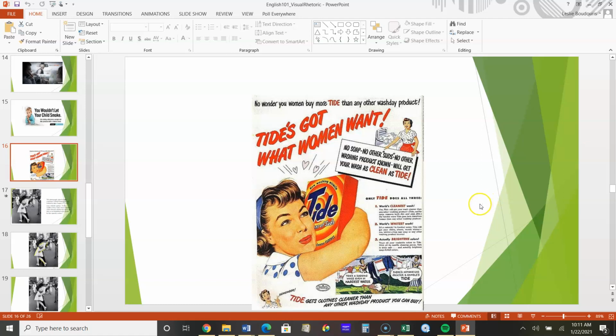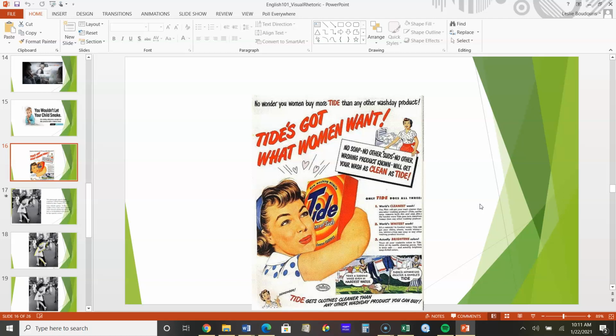There's so much. Tide's got "what women want" at the very top in smaller letters. "No wonder you women buy more Tide than any other wash day product." To me, as a woman in 2021, the phrase "you women" is a little bit off-putting. I'm like, no wonder you women, what? It just feels a little bit off-putting. But this wasn't produced in the 21st century. This seems like it might have been the 50s, maybe the 60s. I might be wrong about that, but it's definitely older.